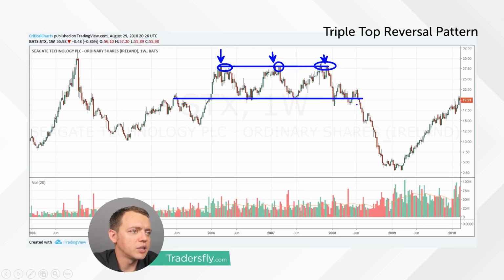So it tested a few things, and finally there's your break. So your entry point would be right around this point, which would be about $18, and that stock continued into about a $3 range. So think of that massive sell-off that happened there. So anyways, that's basically a triple top, very similar to a double top.